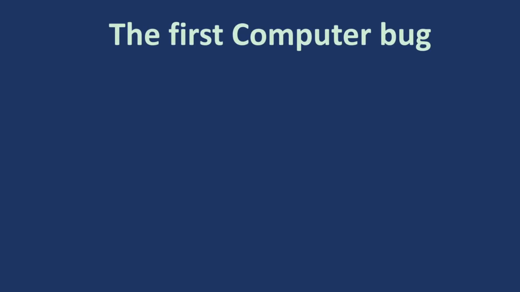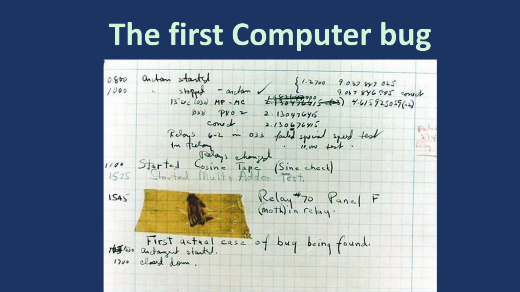In 1947, Grace Hopper found the first computer bug, which was literally a dead moth in a malfunctioning relay.